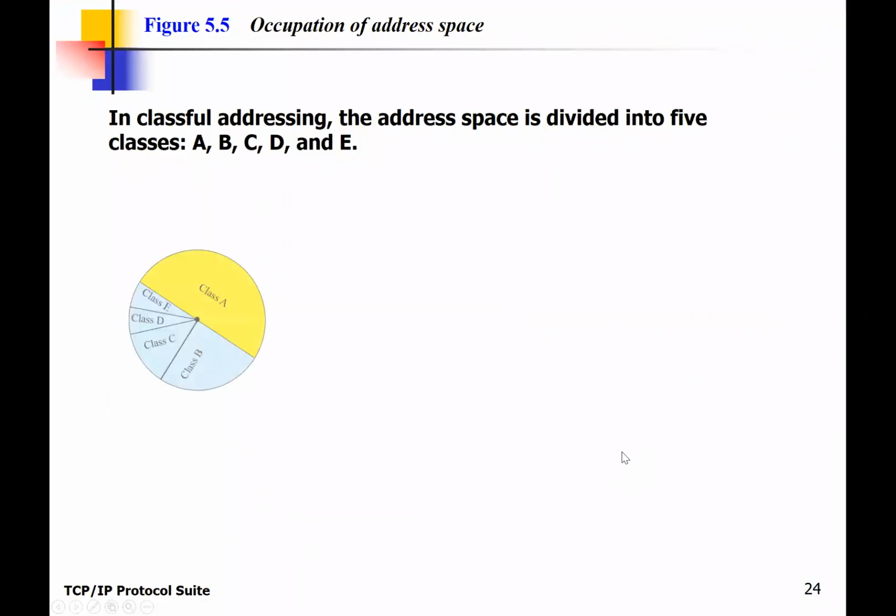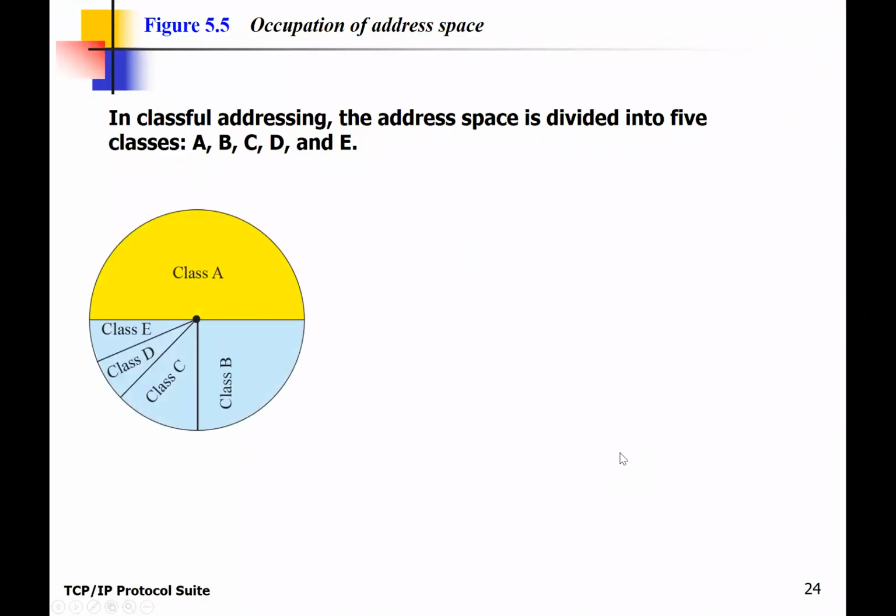So they divided for a class, and class A almost has 50% of the IPs. Class B has 25%. Class C has 12.5%. Class D is 6.25%. And class E is 6.25%. All right. So in the network world, we are using class A, B, C.